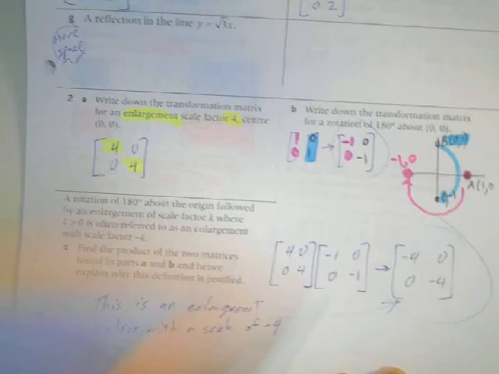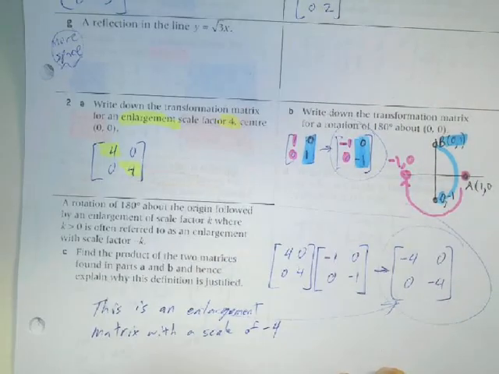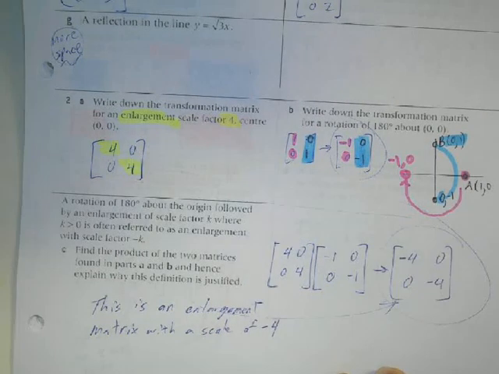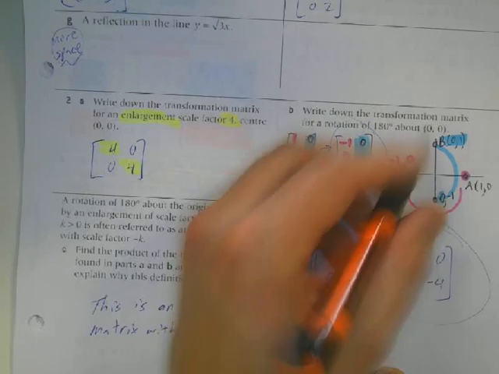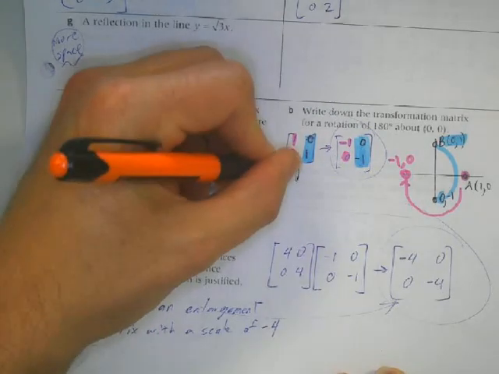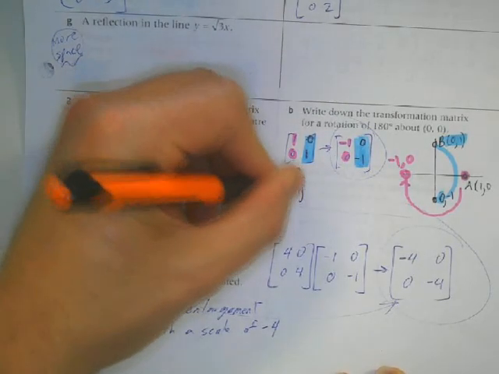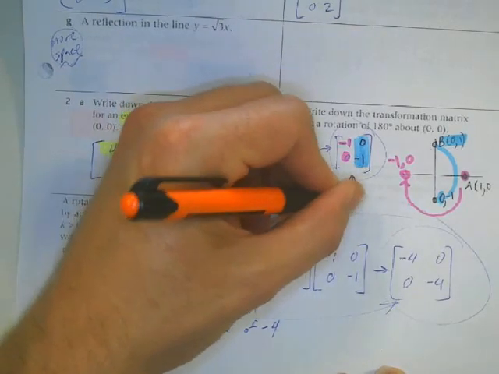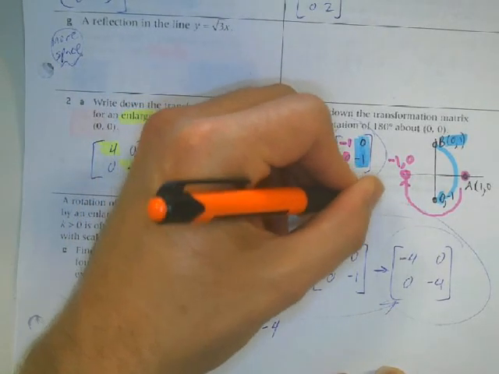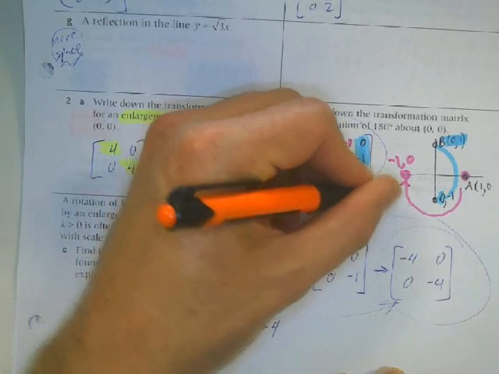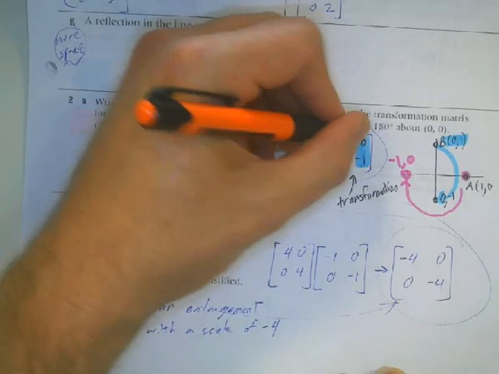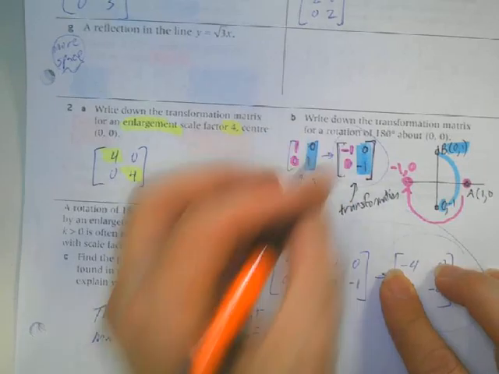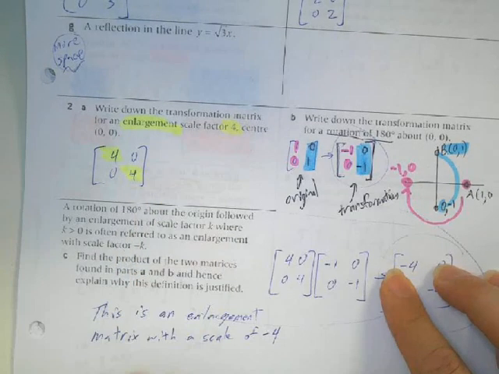Okay, I hope that was a good example of how the original position becomes our, so this is our original, and this is our transformation. So if I multiply any matrix by this transformation, it will give me a rotation of 180 degrees.